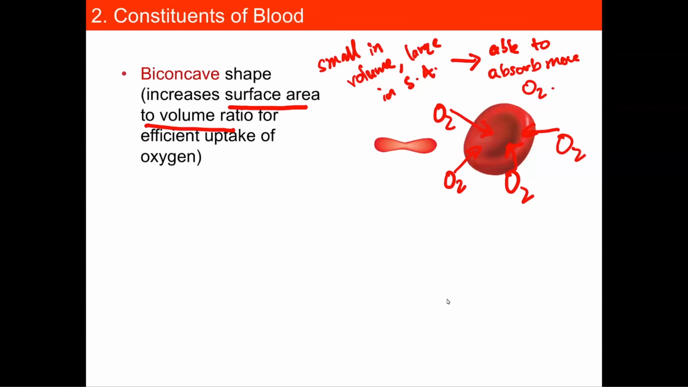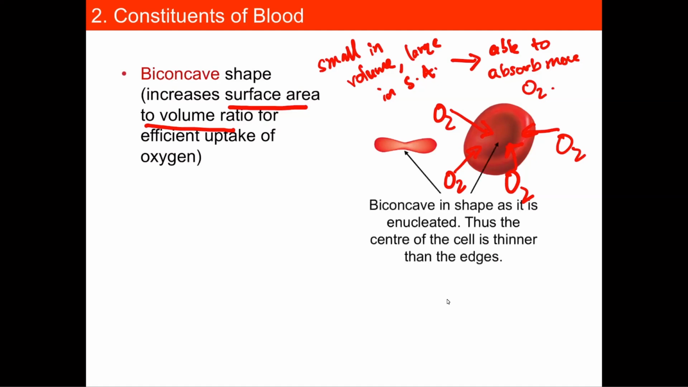Now this one we will learn more about when you go to upper secondary, sec 3, sec 4, if you take biology. There is a specific property, this surface area to volume ratio, which actually helps to increase oxygen uptake by the red blood cell.